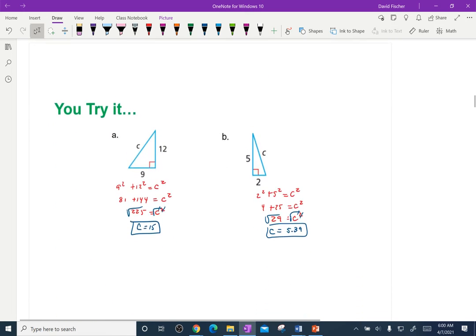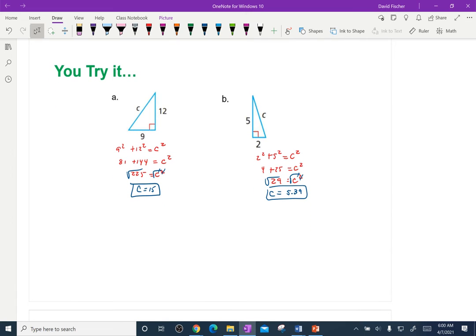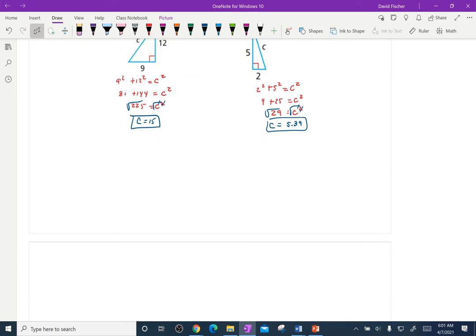All right. I had 9 squared plus 12 squared equals c squared. So when I added them all up, I got 225 equals c squared. And then I took the square root, and it was a nice 15. So I like that number. B, there's my work. I got 4 and 25. Got a decimal here that I had to round, I believe. And so I got 5.39.